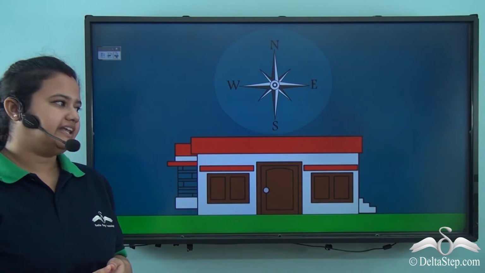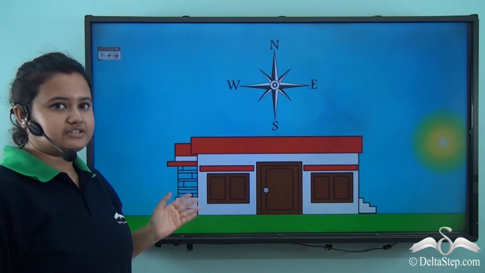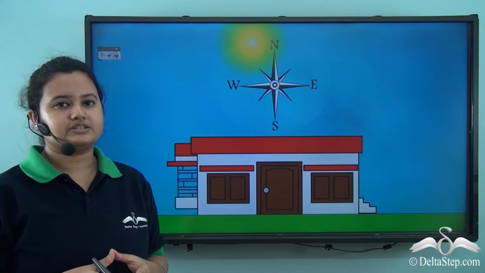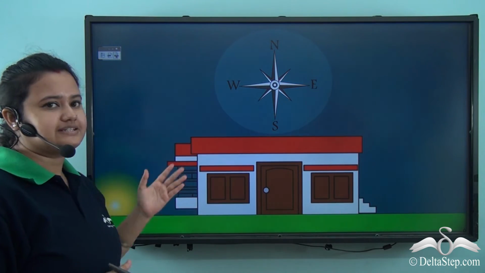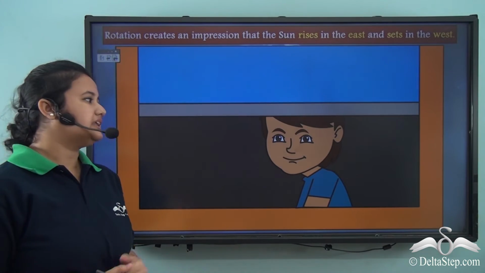Now here we find that the sun rises in the east and sets in the west, whereas we know that our earth rotates from west to east. Then why does the sun seem to rise in the east and set in the west? Let's find out. Imagine you are sitting in a moving bus.